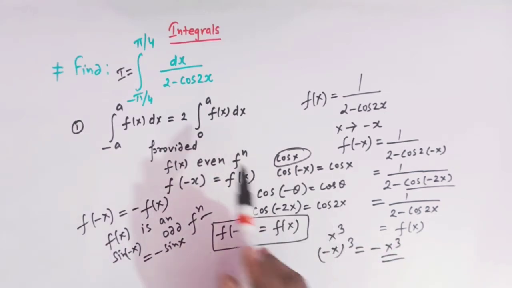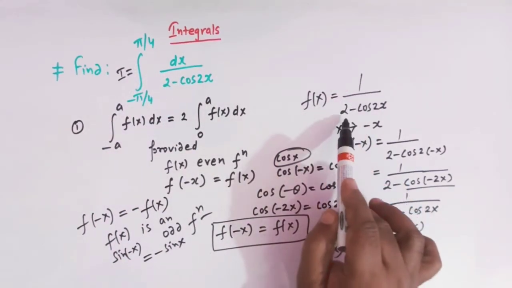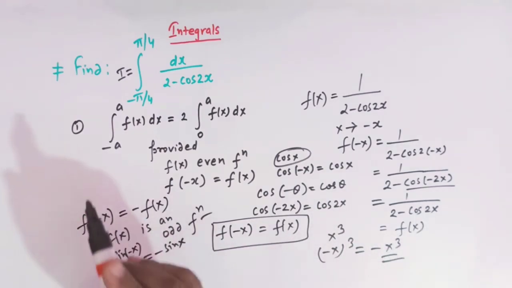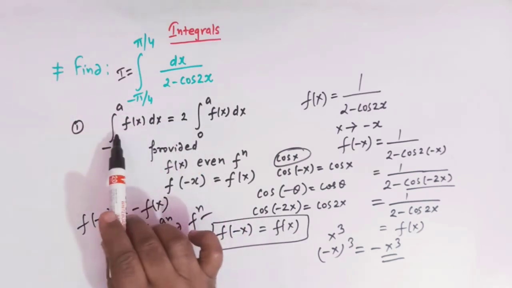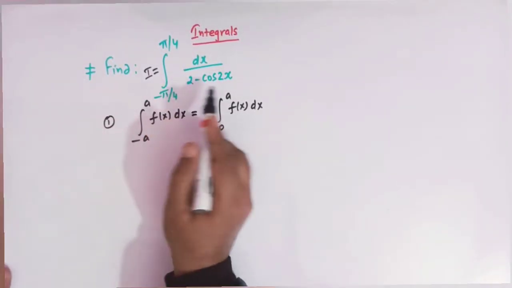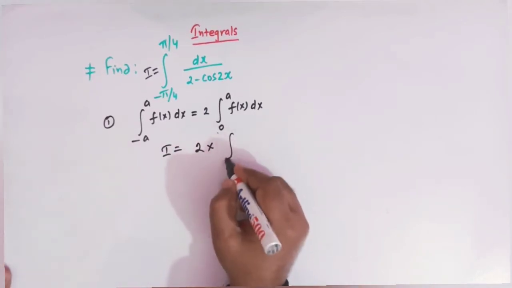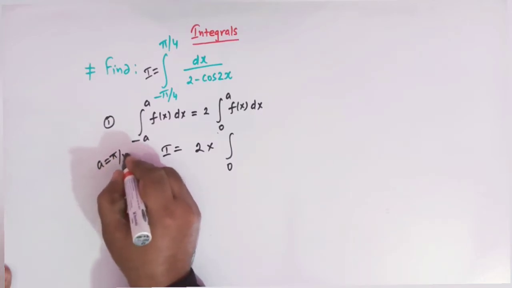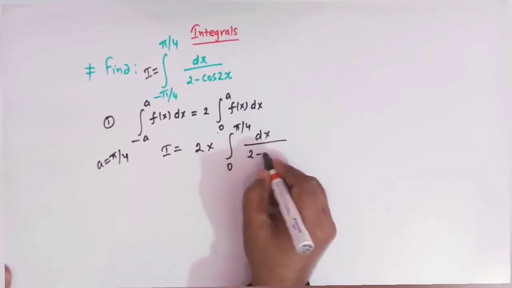Once we have established that this function, 1 over 2 minus cosine of 2x, is an even function, we can now write this integral by making use of this property. So we can write this integral I as 2 times the integral from 0 to a, and for a we have pi by 4, so we have pi over 4, and dx over 2 minus cos of 2x.